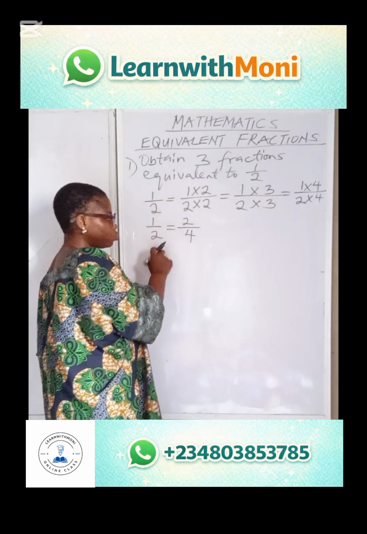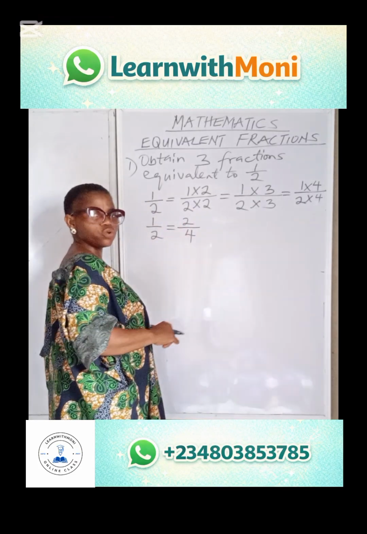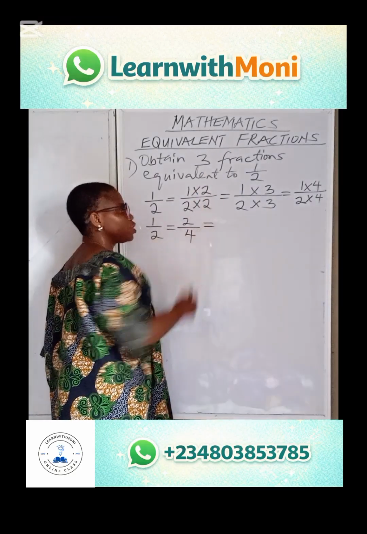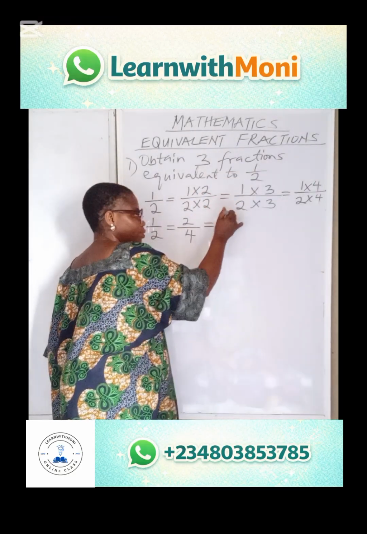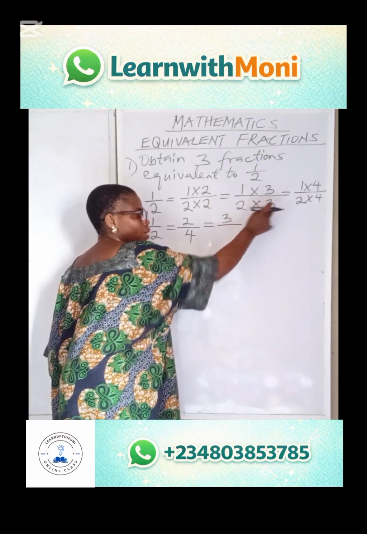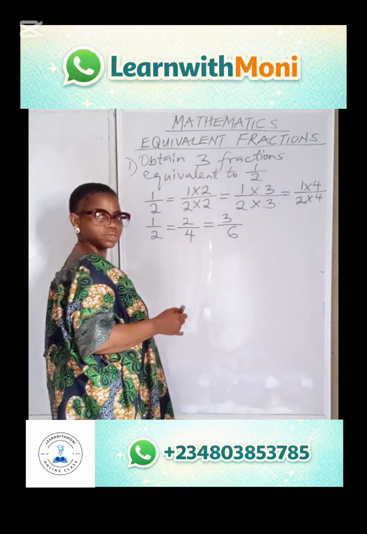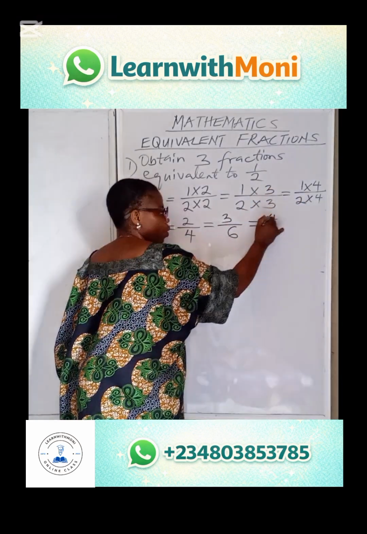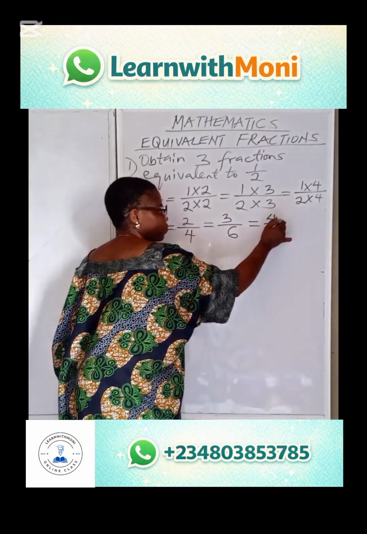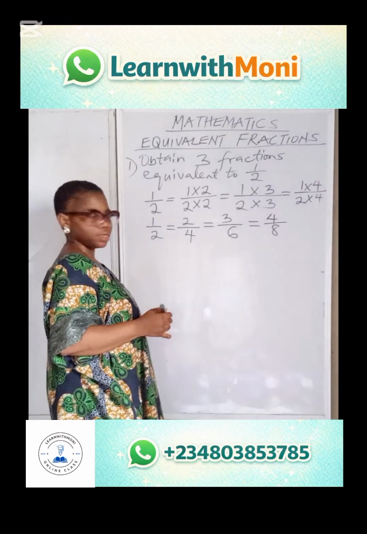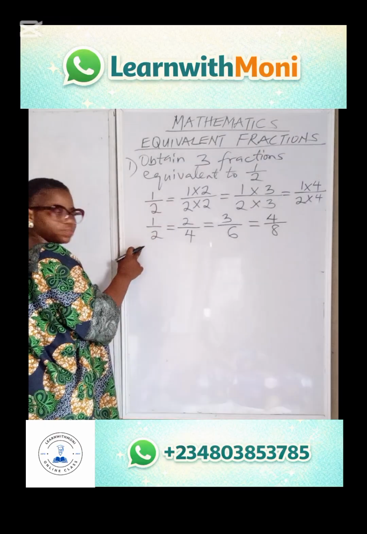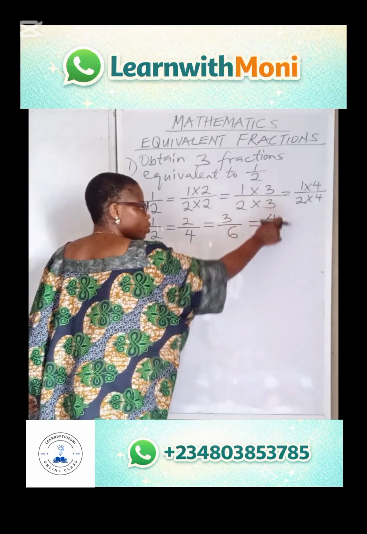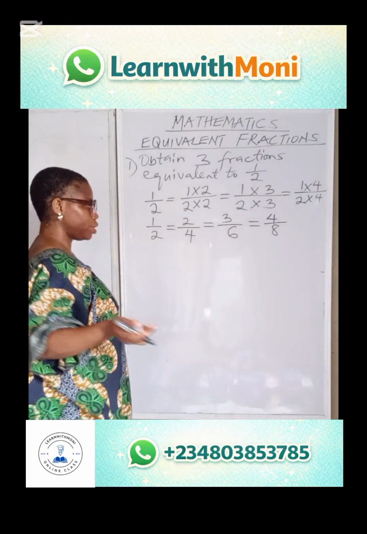That means 1 over 2 and 2 over 4 are equivalent fractions. And they are also equal to 1 times 3, 3 over 2 times 3, 6. This is also equal to 1 times 4, 4 over 2 times 4, 8. 1 over 2 is equal to 2 over 4, is equal to 3 over 6, is equal to 4 over 8. They are all equal.